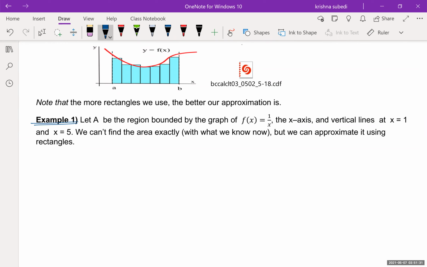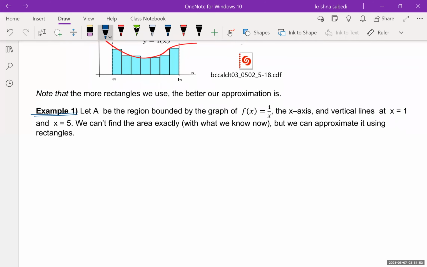Let A be the region bounded by the graph of f of x equals 1 over x, the x-axis, and the vertical lines at x equals 1 and x equals 5. Now let us draw the graph. How does it look? The graph will look like this. I'll draw it here. I trust that you know how to draw the graph of this function.